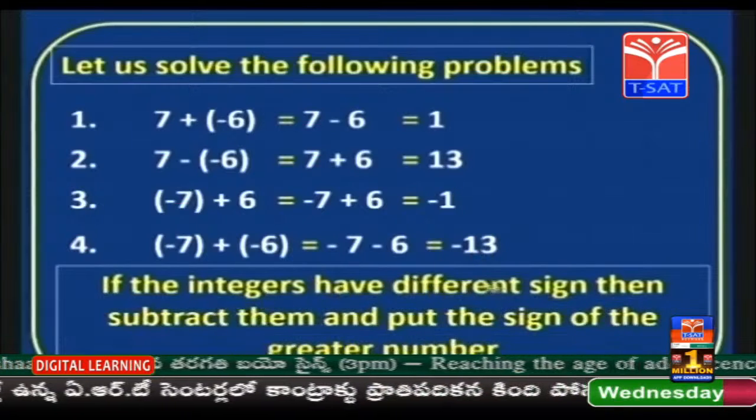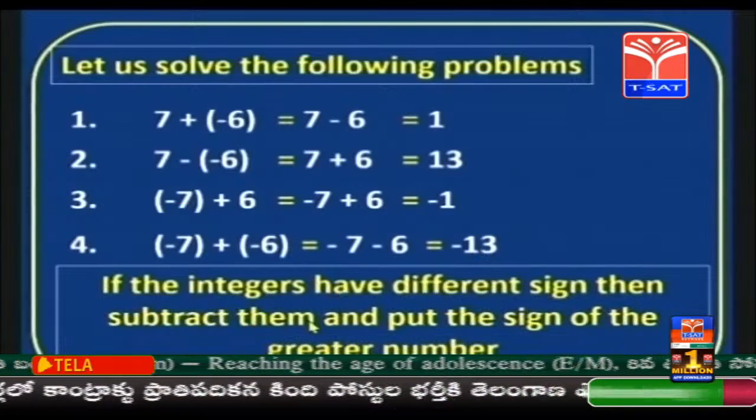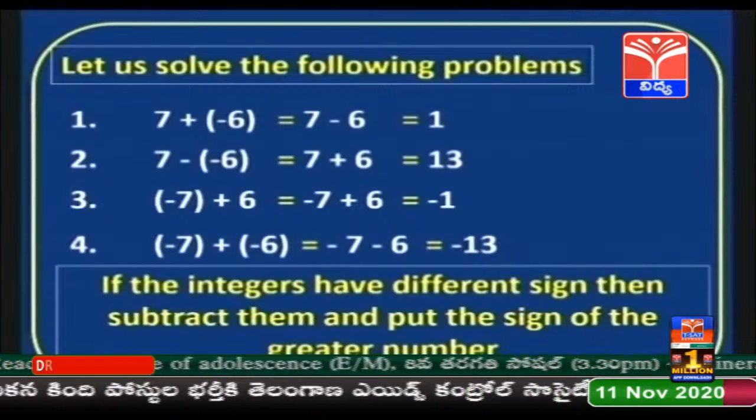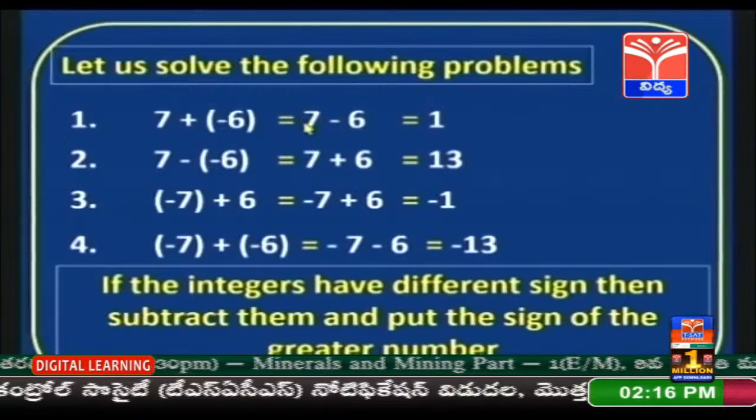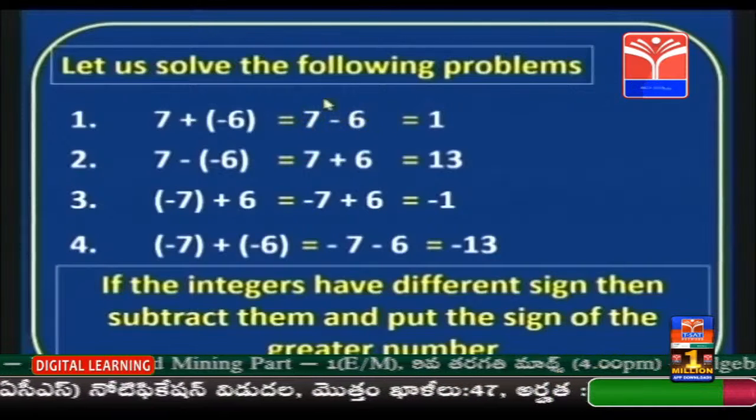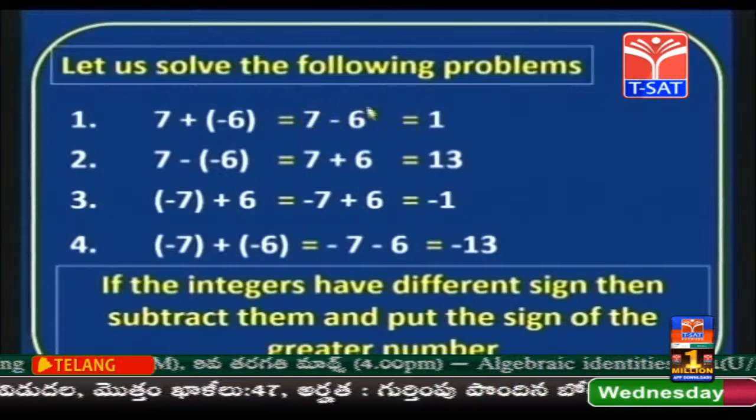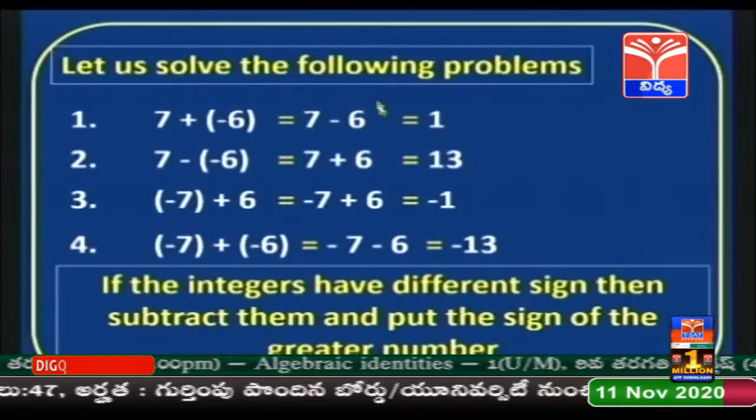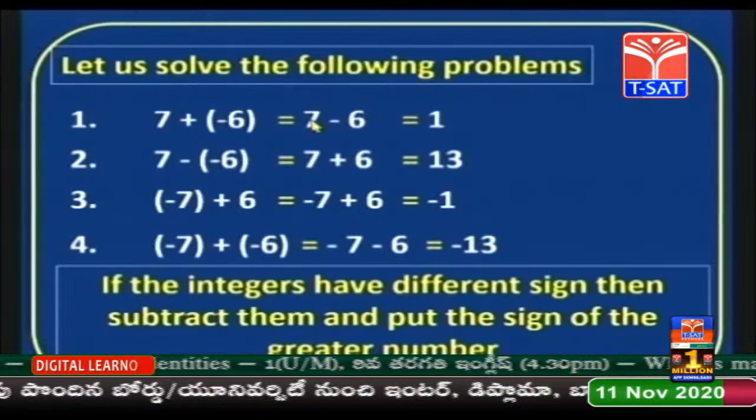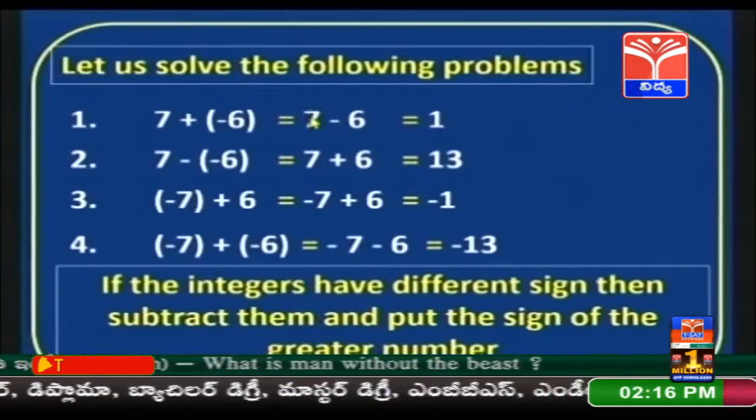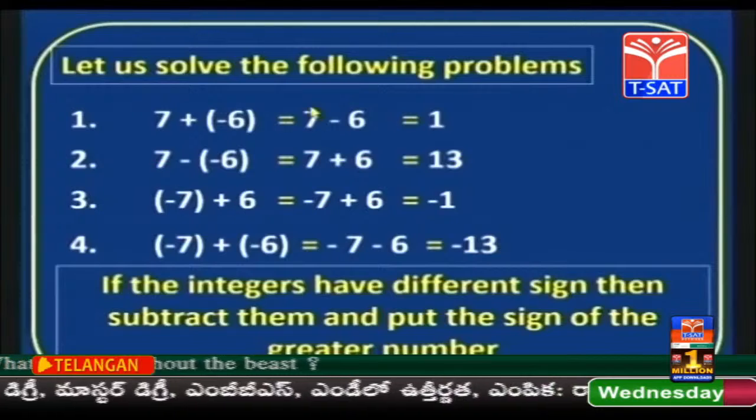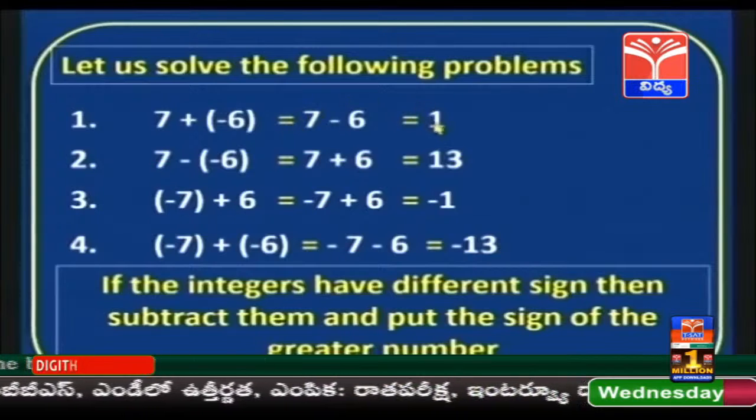If the integers have different sign, then subtract them and put the sign of the greater number. Children, you can observe the first problem here, plus 7 minus 6. They are having different sign. When they are having different sign, what you have to do? You have to do subtraction. What is subtraction? 7 minus 6. What is 7 minus 6 equal to? 1. Here which number is greater? 7. 7 is having positive sign, so I am taking it as plus 1.